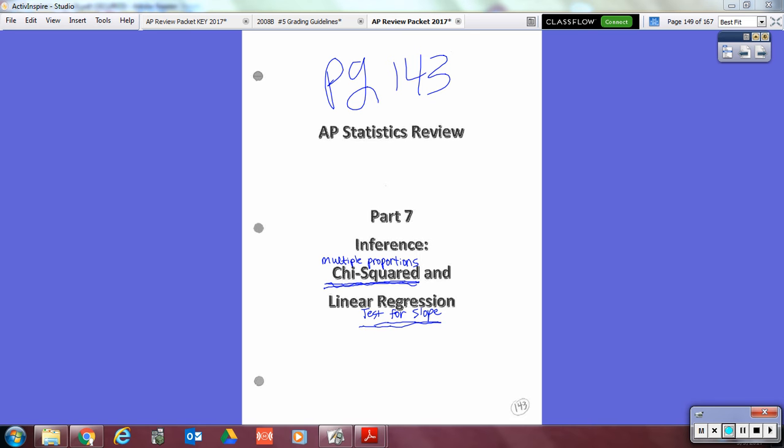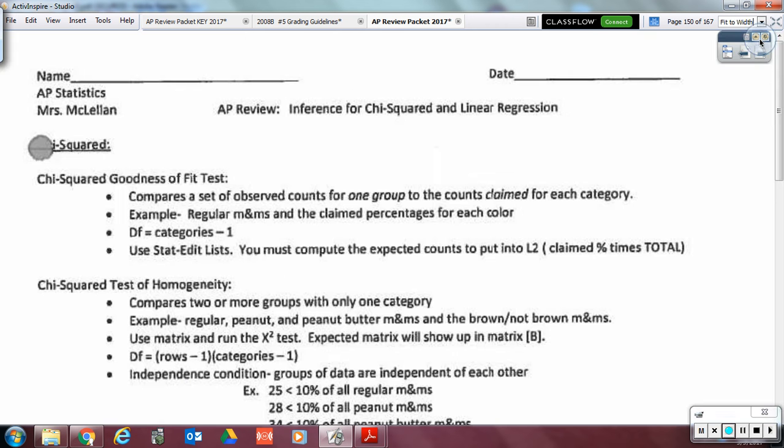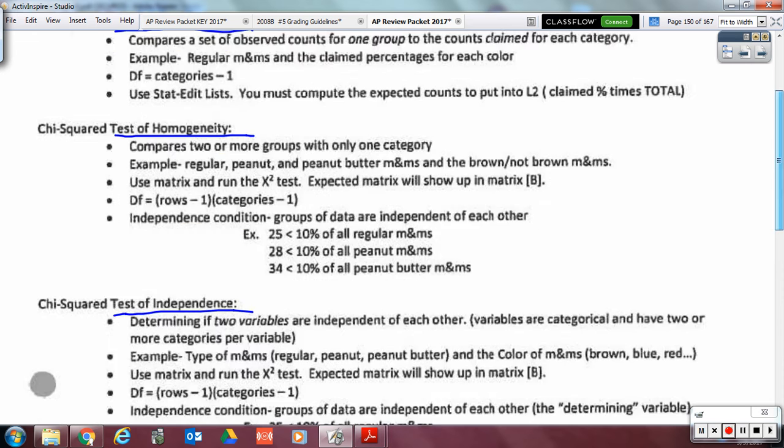So first thing to state, chi-squared are tests when you're dealing with multiple proportions. Okay? Chi-squareds are tests for multiple proportions. Linear regression t-tests are your tests that you're going to test for a relationship, a linear relationship. So you're testing for the slope of the relationship between things. All right? So on the next page, it goes through a review of the chi-squared. Remember, there are 3 different kinds of chi-squareds: the goodness of fit, the homogeneity, and the independence. So here's a quick review.